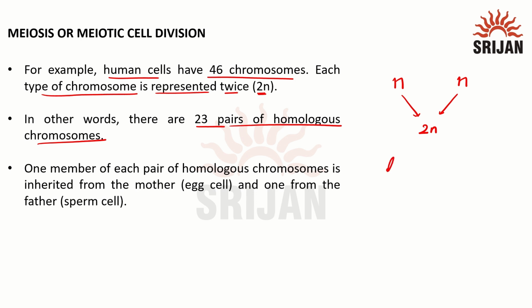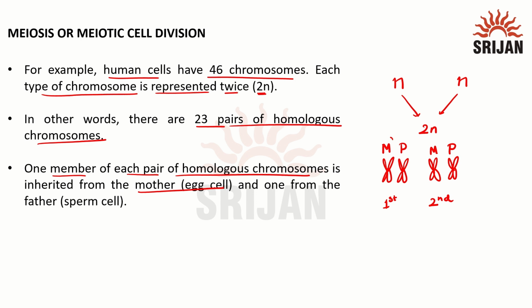That means, if I take the first pair, within this first pair, one comes from mother, the other from father. Similarly, within this second pair also, one comes from mother, one comes from father. Like this, I'll have 23 pairs. So one member of each pair of homologous chromosomes is inherited from mother, that is this, and one from the father, that is this one. So this was explained in this picture.